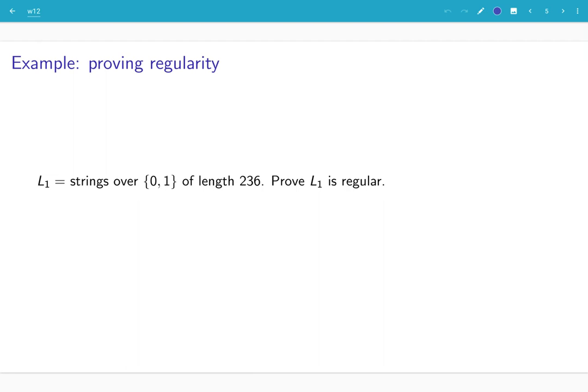This is a case where we could use the fact that all finite languages are regular. So there are only a finite number of strings of length 236. In fact, something like 2 to the power 236 strings, which is a lot, a whole lot, but it's still finite. So that alone gets us what we want.